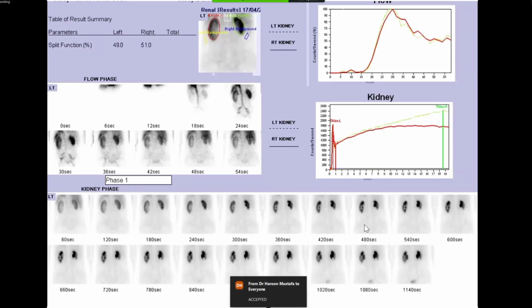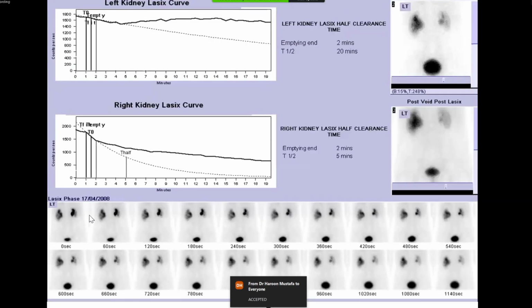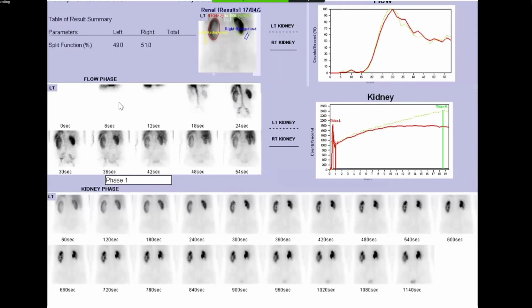And then after this phase, I'm going to show you the post Lasix phase. So you inject furosemide, and then take further images for another 20 minutes. So you have to go step by step, looking at the perfusion, then uptake, and then once you have done that, I will move you to the next series of images.